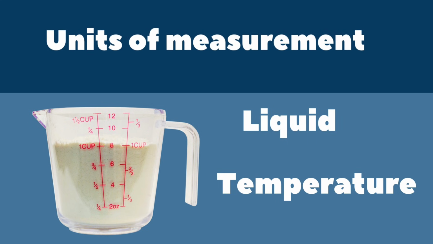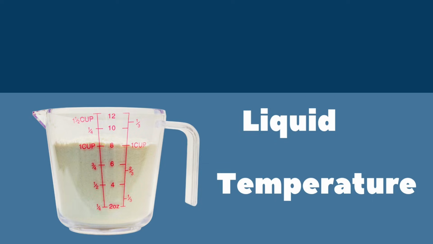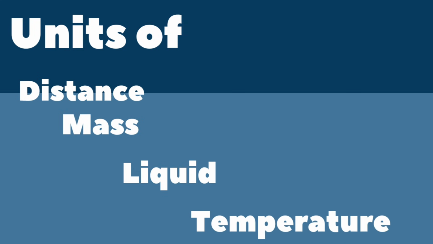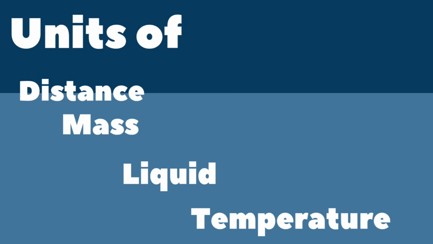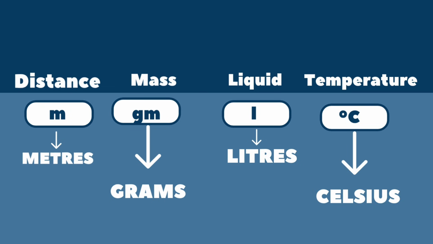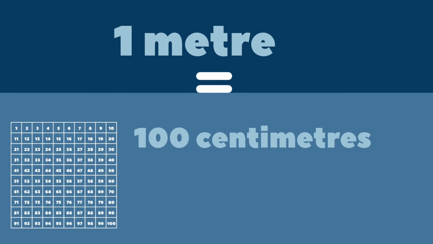Take a look at this single serving milk cup. It holds 250 milliliters, ml. Finally, temperature. Let's check how hot this milk is. And that's all there is to it. Every day, without even realizing it, you're using distance, mass, volume, and temperature to navigate your life. Unit of distance is meters, mass is grams, liquid is liters, and temperature is Celsius, respectively.